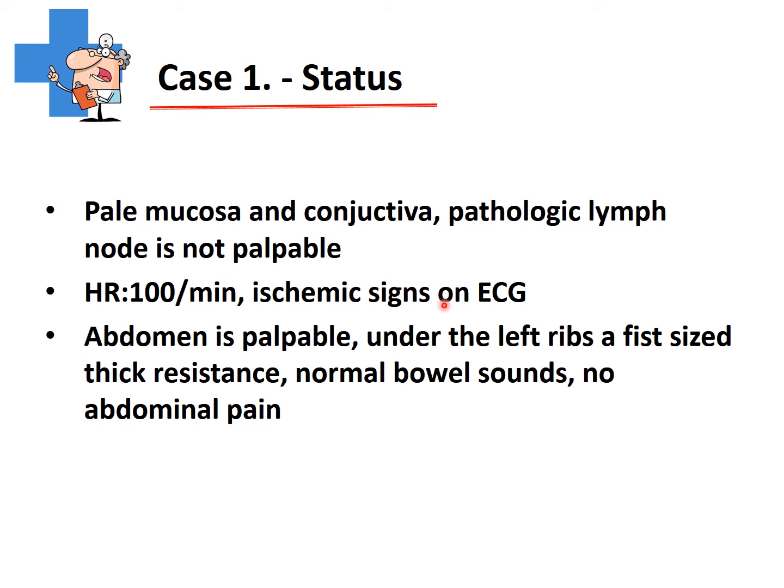Ischemic sign on ECG. What kind of ischemic sign can be on ECG? We do have, for example, flattening of the T wave, inverted T wave, ST depression, or arrhythmias. All right, this can be an ischemic sign. Abdomen is palpable under the left ribs, a fist-sized, thick resistance, normal bowel sound, no abnormal abdominal pain. Good.